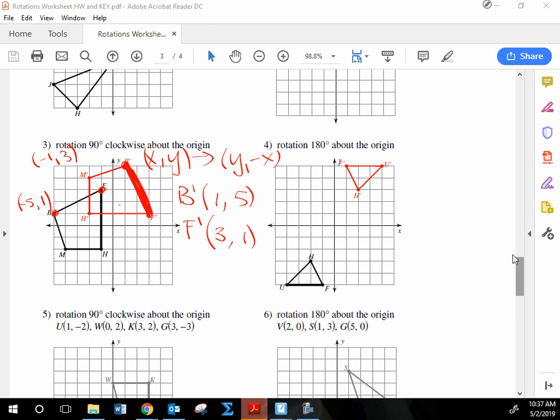Our rule only tells us that you don't have to worry about your location for the rule. You just decide your rule based upon how much you're doing. We did 90 degrees clockwise, that means use this rule. You don't have to worry about where it is, the rule will take care of that. Oh, that makes more sense.